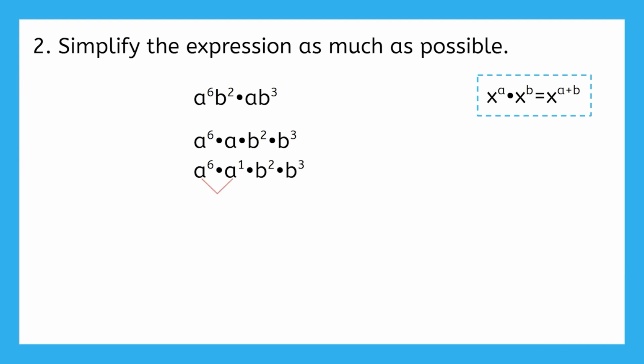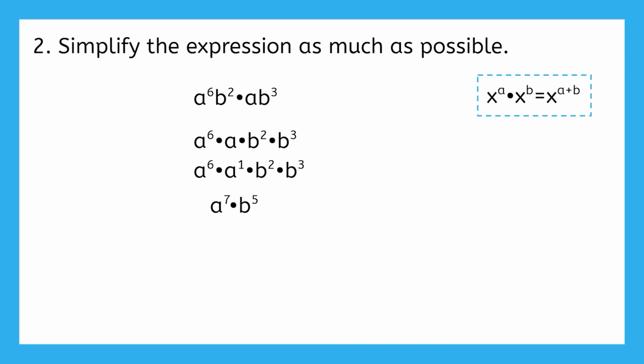According to the product of powers property, I can take my 2 elements with a base of a and add their exponents. 6 plus that sneaky 1 makes a final exponent for a of 7. Doing the same for the base of b, 2 plus 3 makes the final exponent of 5.